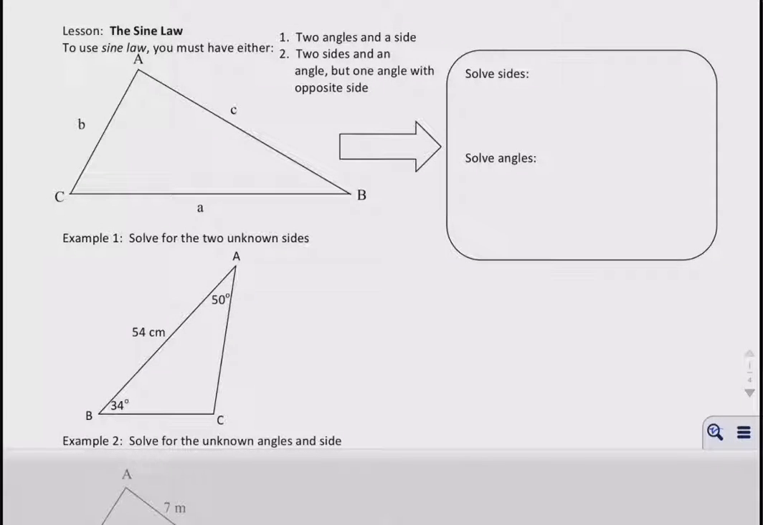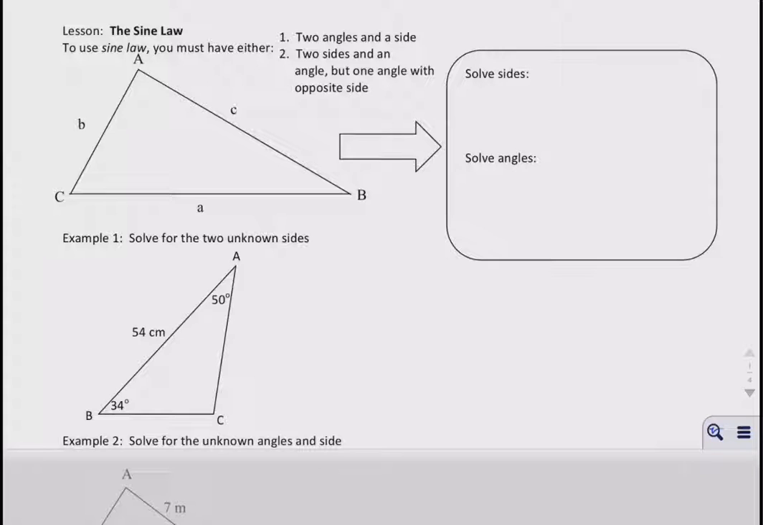Let's look at the sine law now. Now the sine law is a review from grade 10. We have two versions of it. Really, it's one version, just depending on how you want to solve the triangle, or what it is you want to solve, whether it's a side or angle. You can use one of the two versions, but really all you have to do is memorize one.